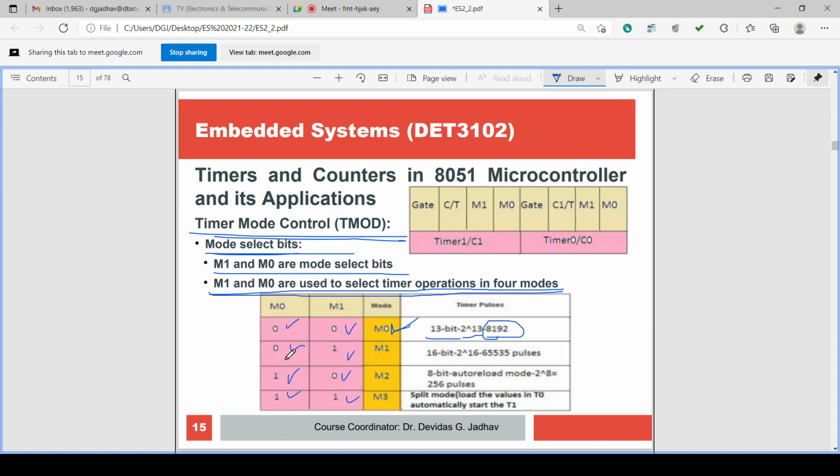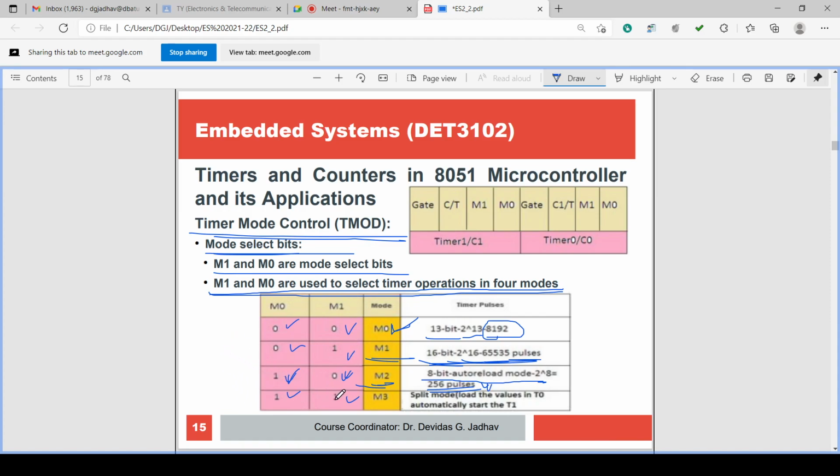If we go for M0, M1 0 and 1 combination, that is M1 mode, this will be 16 bit. 2 raised to 16 is 65536 pulses. So 16 bit pulses will be there for mode 1. M0 is 1, M1 is 0, that is M2 mode. The M2 mode is having the 8 bit auto reload mode, 2 raised to 8, 256 pulses.